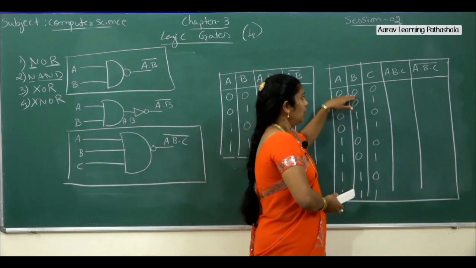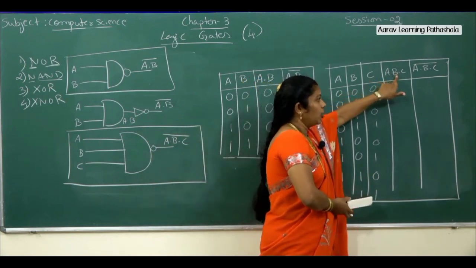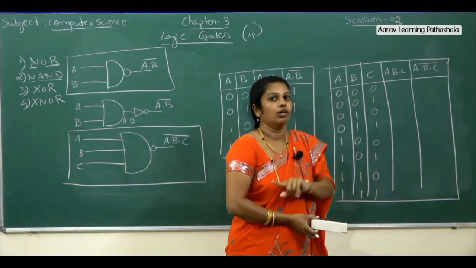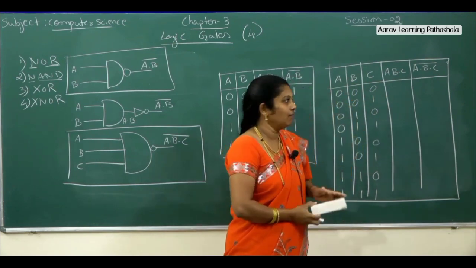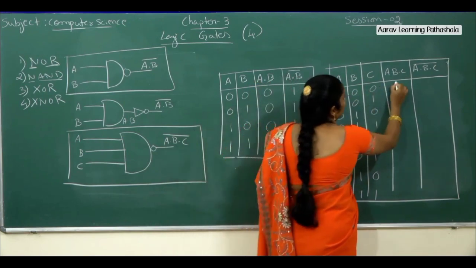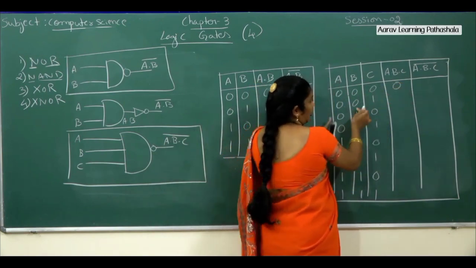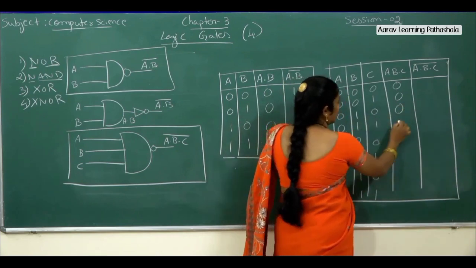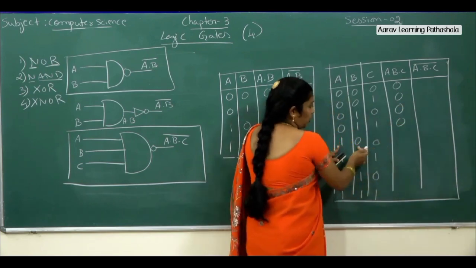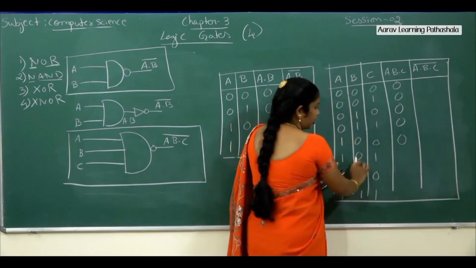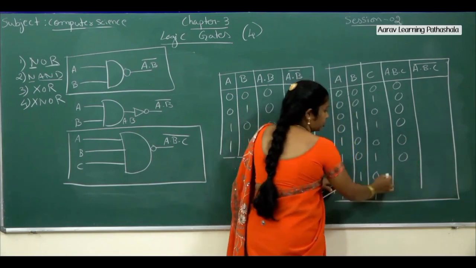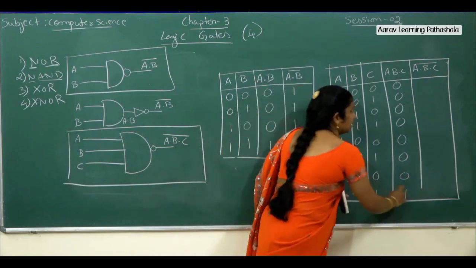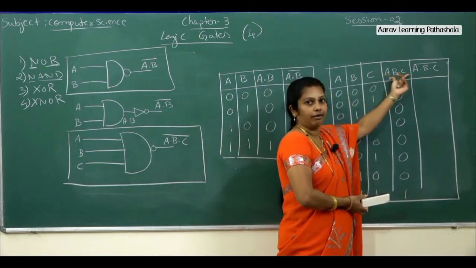Now A dot B dot C. Here it is nothing but a multiplication operation. When all the inputs are 1, then only the output becomes 1. 0 into 0 into 0, 0. Here we have 0, that's why 0. Here also we have 0, 0. Here also we have 0, 0. Here also we have 0, that's why the output is 0. Here also we have 0, 0. When all the inputs are 1, the output becomes 1, in the case of A dot B dot C.